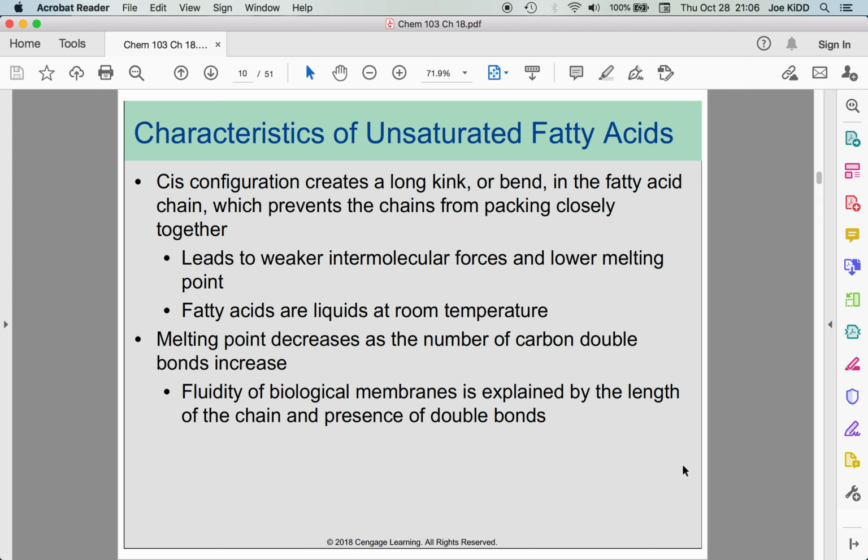This is why a significant number of fatty acids are liquids at room temperature. Melting point will decrease as the number of carbon-carbon double bonds increases. So again, the more double bonds we have, the more kinkiness there is to the tail. Therefore, the weaker the intermolecular forces are, and the lower the boiling point and melting point. Therefore, more liquid at room temperature.